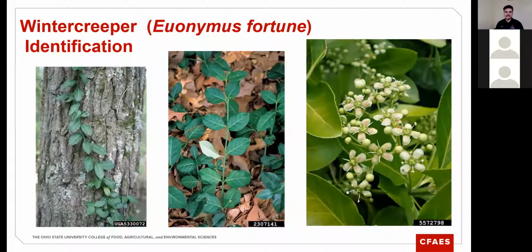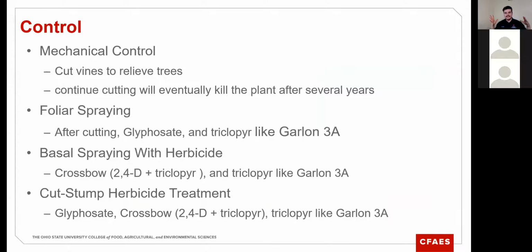The first thing you want to do, whether you're choosing the mechanical or the chemical control, is cut the vines to relieve the trees, especially if there's a lot up in the canopies of the trees or wrapping around the trees. Cut those vines so that those trees can continue to grow and won't get pulled over by the vine. And if you continue to cut after several years, as it keeps coming up, you'll eventually kill it. It'll exhaust itself and die, but it does take a while.